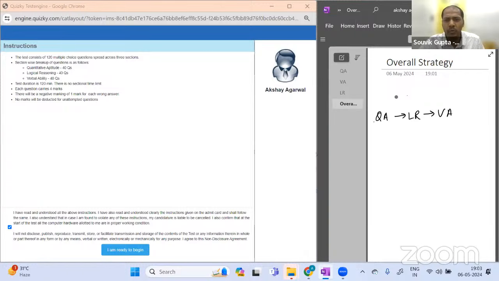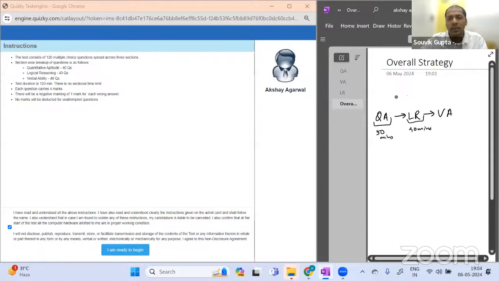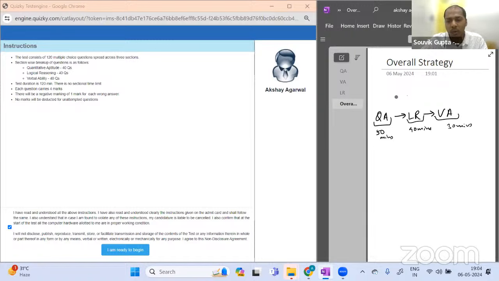As far as the level of difficulty generally for Rohtak papers I've seen, I should be able to do QA in around 50 minutes, around 35 to 40 minutes for LR, and around 30 minutes for VA. That's my plan as of now. Based on the actual difficulty of the paper, I might change or plan otherwise.